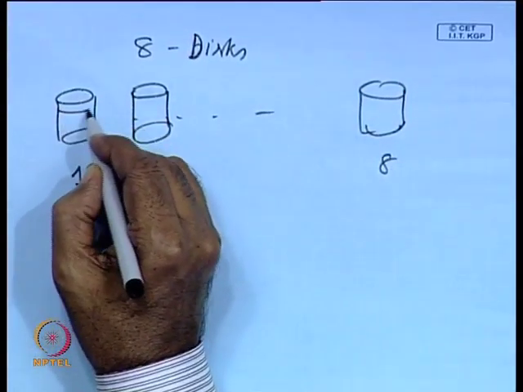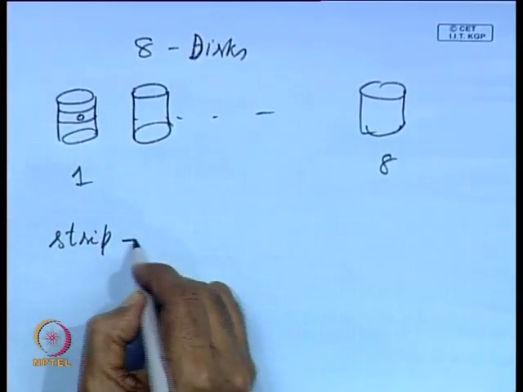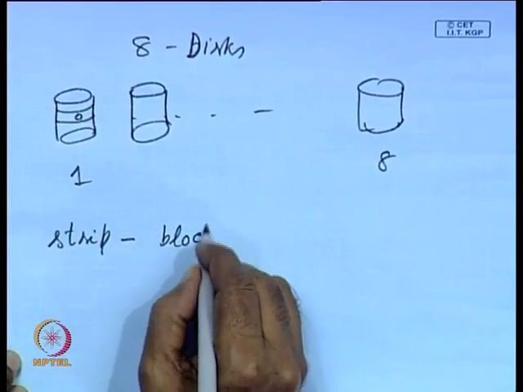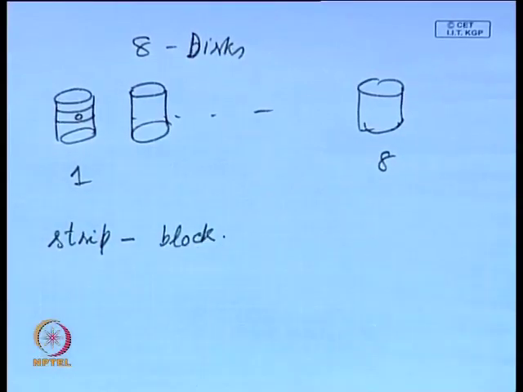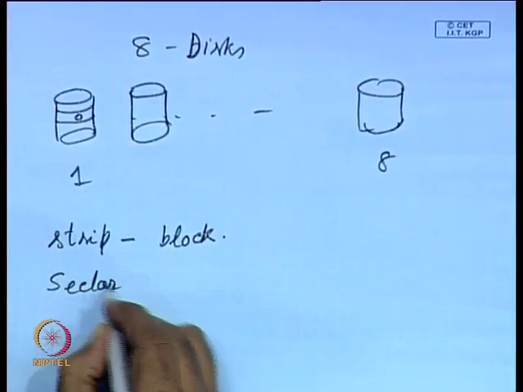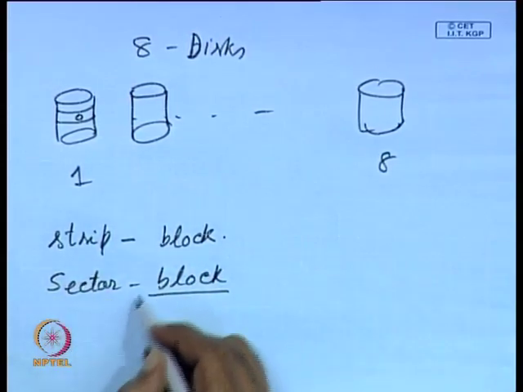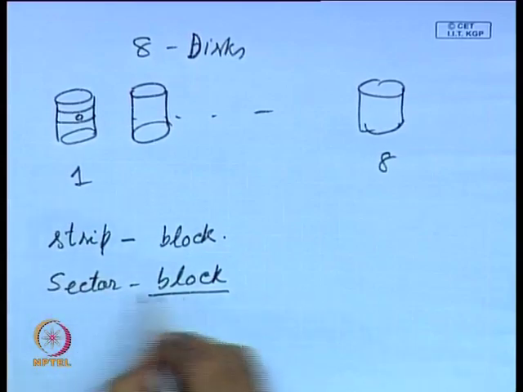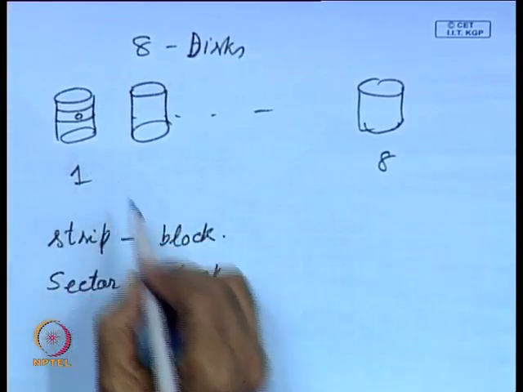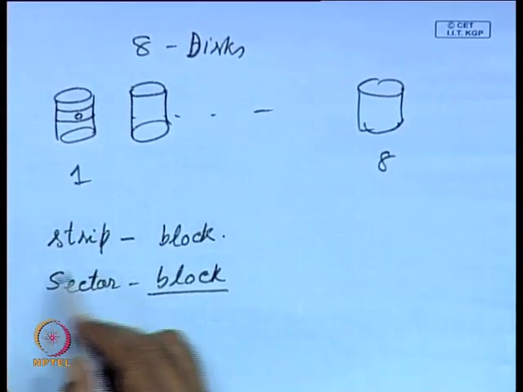So, one strip is stored here, that one strip is usually called a block. We have already seen that the minimum unit of data that can be accessed from a hard disk is a sector. So, a sector of data can be called a block in the context of a hard disk, or if we go for a bigger size block, then it may involve multiple sectors. That is why we do not use the term sector. You can have a block which is bigger than a sector, but it has to be bigger than a sector.